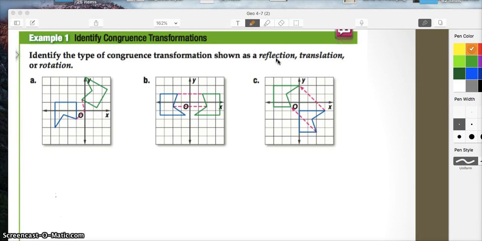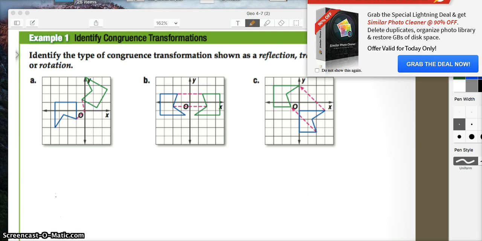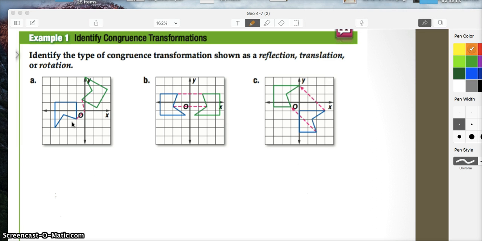And we have choices of reflection, translation, and rotation. So let's look at this guy. Let's just say this pre-image is the blue one, and the image is this green one. If we go from here to here, what would you say happened? It hasn't maintained its actual position, so it cannot be a mere translation. It is not flipped exactly over. It looks like it's twisted around, so this is going to be a rotation.